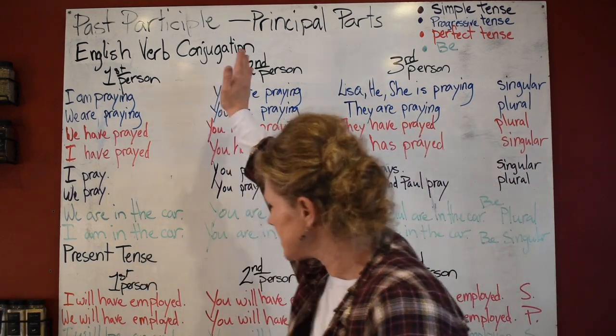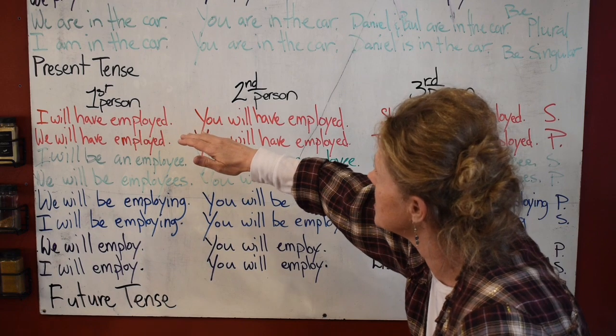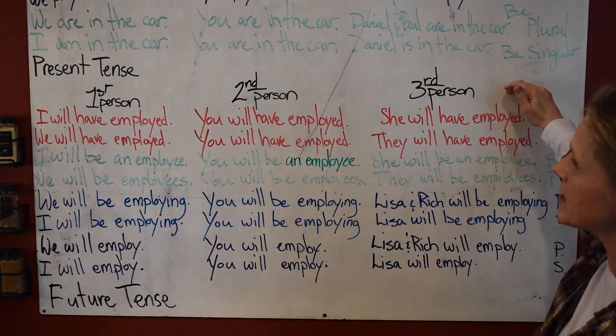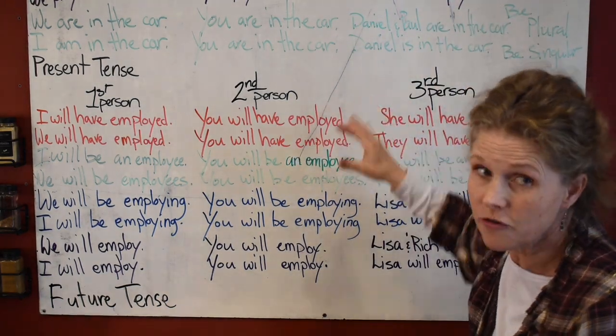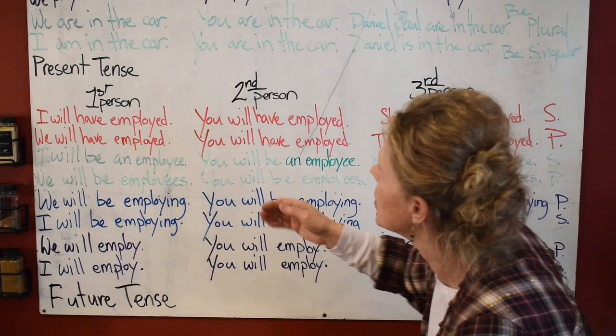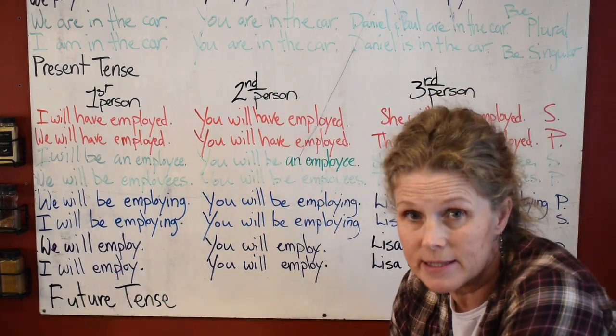So that was your present tense. Now let's move to your future tense. We're still focusing on first, second, and third person. Now red. What's the red? Perfect tense. Perfect tense. Great, Daniel. Thank you. Now this is going into the future tense.